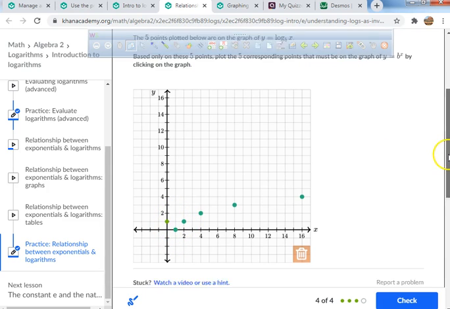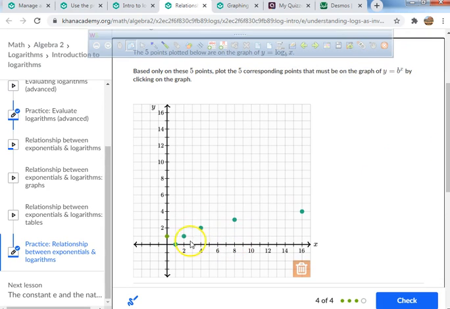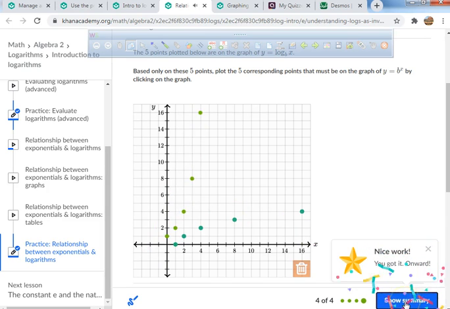A 1 and a 2. Where's my other points? Oh, here we go. If I have a 2 and a 1, I've got a 1 and a 2. If I've got a 4 and a 2, I got to have a 2 and a 4. All right, if I have an 8 and a 3, I got to have a 3 and an 8. And if I have a 16 and a 4, I got to have a 4 and all the way up at 16. So now I have everything plotted that they are now inverses of each other. And that's all you got to do.